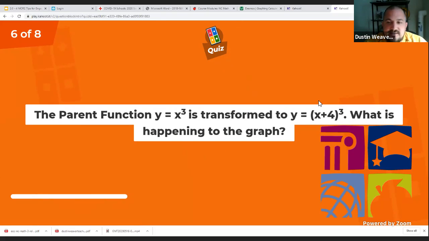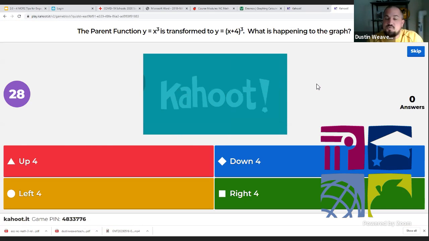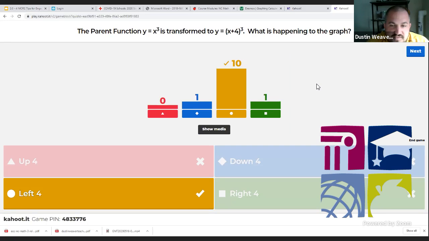Number 6. We already talked about this, but if you change x to the third to x plus 4 in parentheses to the third, which way is it moving? That was very quick. Good job there. So if you're adding inside of the parentheses, remember it's moving left. Now, x to the third means it's at 0. If x plus 4 is in parentheses, x plus 4 equals 0 is what we're thinking. X plus 4 equals 0 is the same thing as saying x equals negative 4, right? Well, if x equals negative 4, then you have moved it to the left by 4.